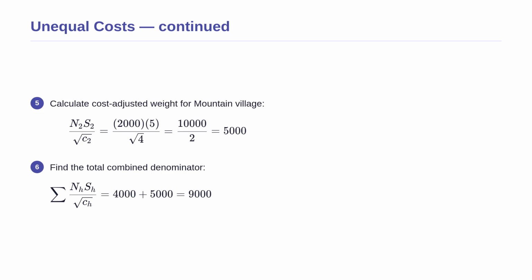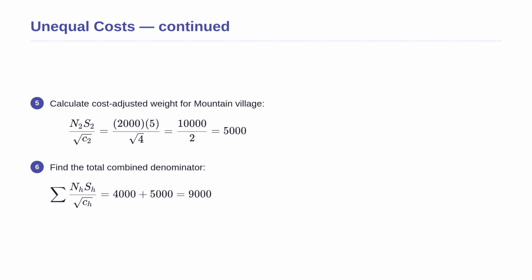Next, we calculate the cost-adjusted weight for the mountain village. We multiply their larger population of 2,000 by their standard deviation of 5, giving 10,000. However, we must divide this by the square root of their expensive $4 cost. The square root of 4 is 2. Dividing 10,000 by 2 gives us a final priority weight of 5,000. Notice how the high cost severely penalized them. If travel were free, their weight would have been a massive 10,000.